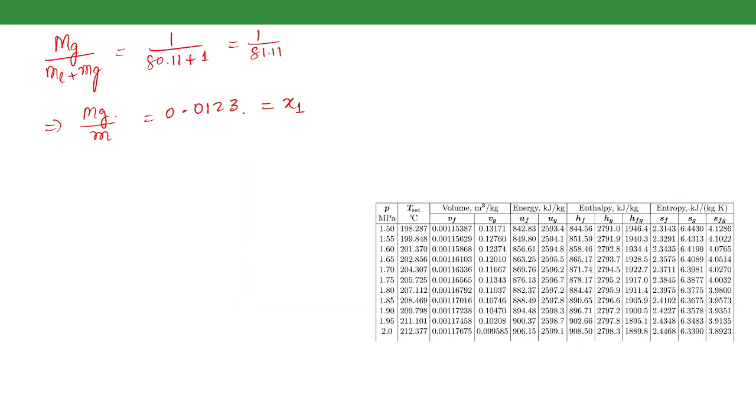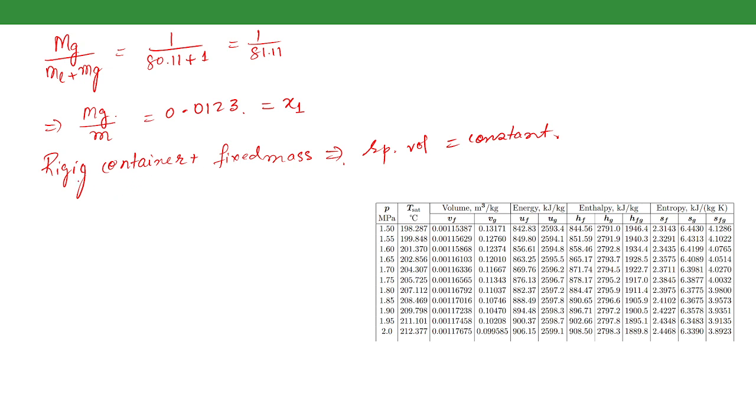So in the final state, the rigid container plus fixed mass will imply the specific volume is constant. Okay, now for the final state, where it is at 2 megapascal pressure, this is also a mixture of water plus vapor.